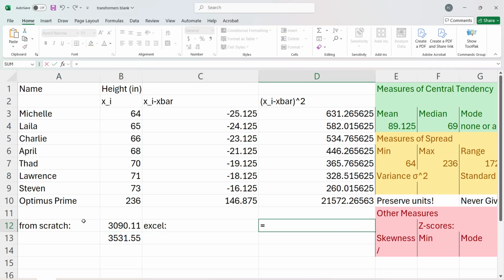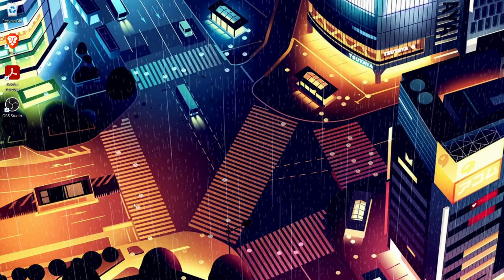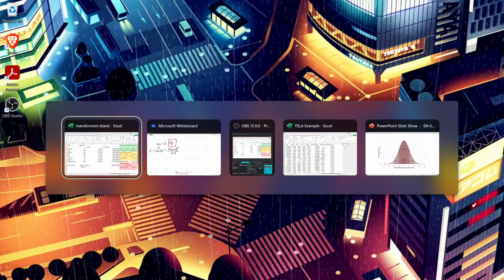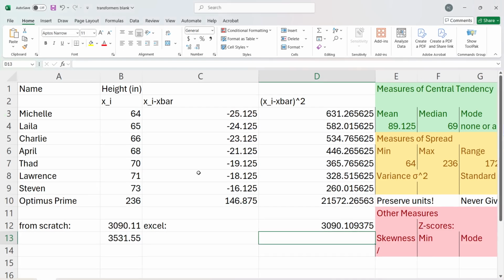So Excel has a formula here, var.p, and then I'll just feed it the original data and see what happens. It's a miracle. That's the same number. Okay. I'd like to stop doing that.